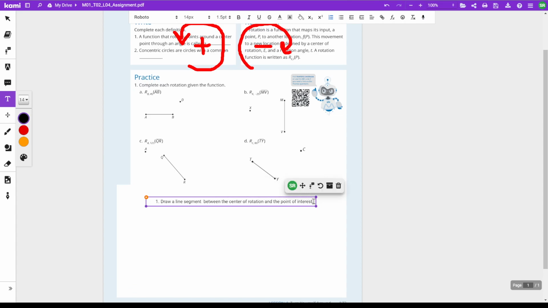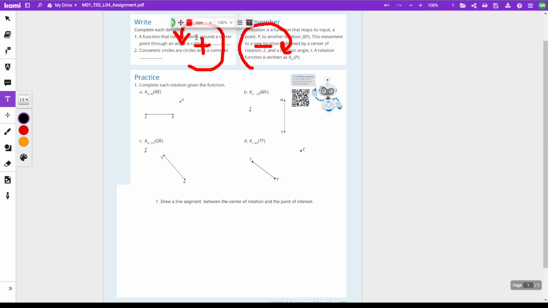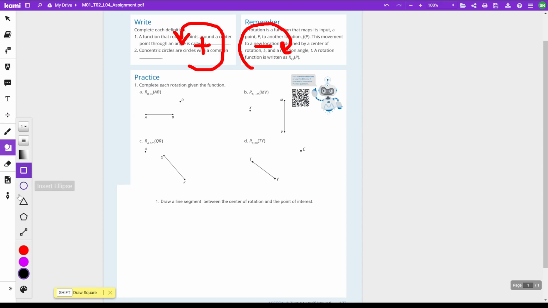And so that's step 1. And step 2, or rather, let's go ahead and complete step 1 before I tell you step 2. So step 1 is to draw a line segment between the center of rotation and the point that we want to rotate. So in this case, let's say we want to rotate A. We're going to draw a line segment between A and D. Okay, and so now that we have this line segment from A to the point D, we can begin the process of rotating this point.